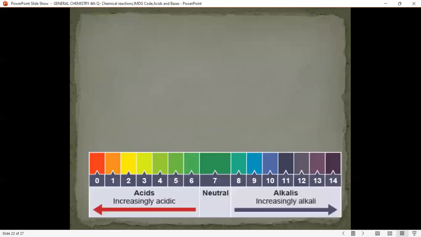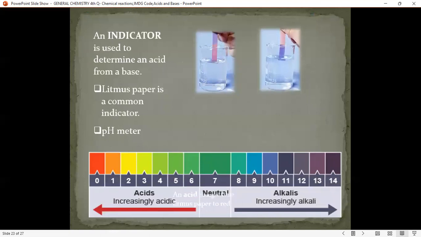Okay. So next, going back to the indicator. We have two. That can be litmus paper, which is a common indicator, and also the pH meter. All right, an indicator is used to determine whether a liquid is an acid or a base. Litmus paper is a common indicator because it is mostly used in experiments. So an acid changes blue litmus paper to red, while a base changes red litmus paper to blue.